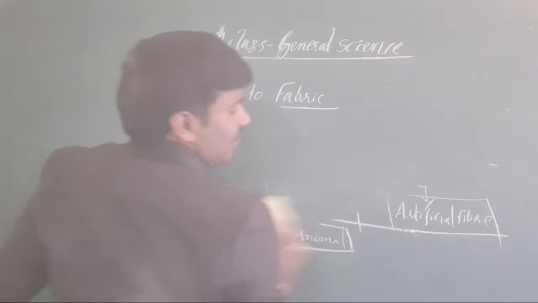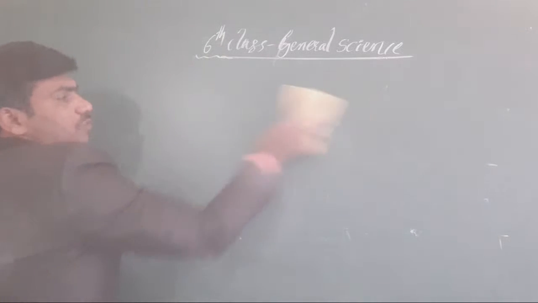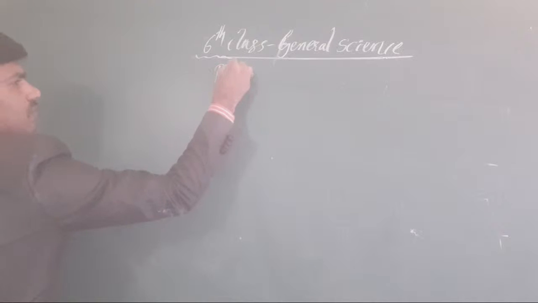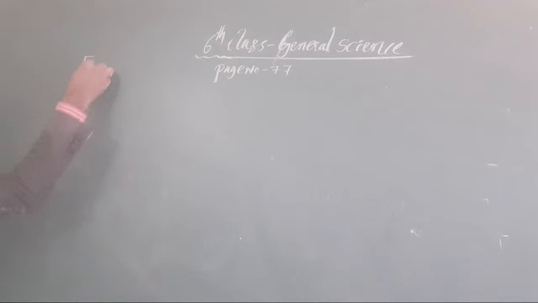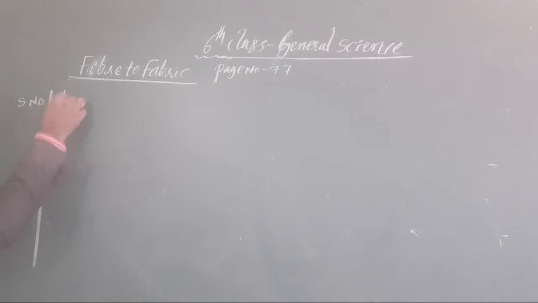What the properties are, for our different fibers, that is what we have to discuss here. What is the page number? The page number is 77. Page number is 77. Yes, the lesson is Fiber to Fabric. In this one, we are going to look at the properties or characteristics of our fibers.